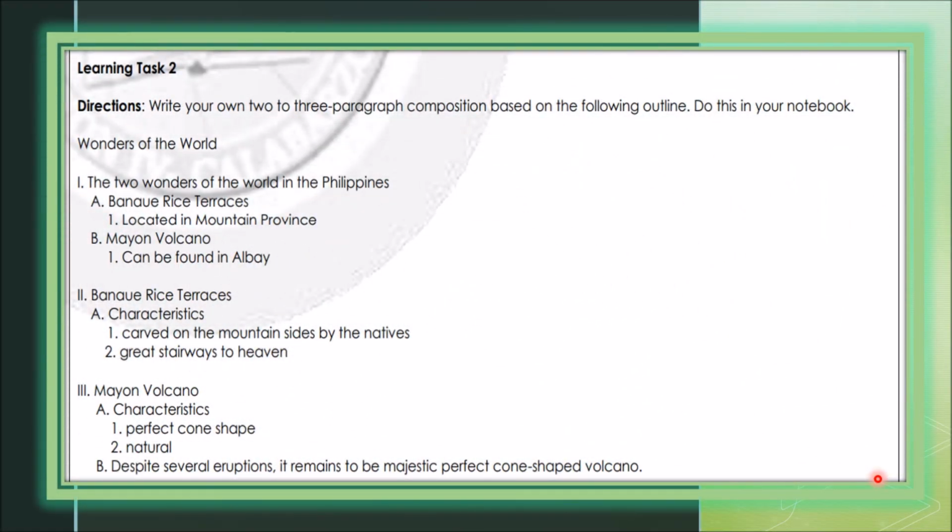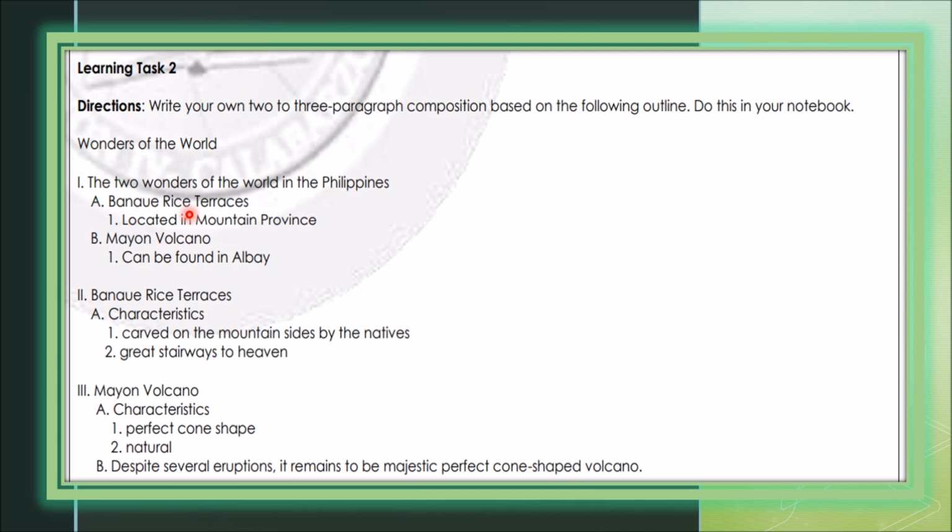For learning task 2, write your own 2 or 3 paragraph composition based on the following outline. Do this in your notebook. So, these are the wonders of the world. So, you have to compose the two to 3 paragraph composition. So, this is the outline already, and you can make a paragraph composition because of this outline. So, the 2 wonders of the world in the Philippines, what are they?